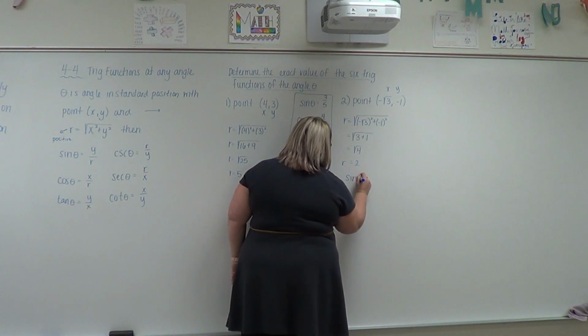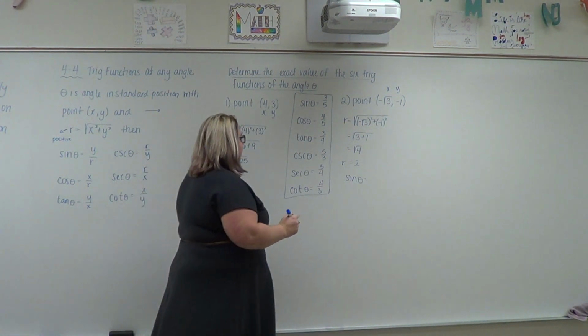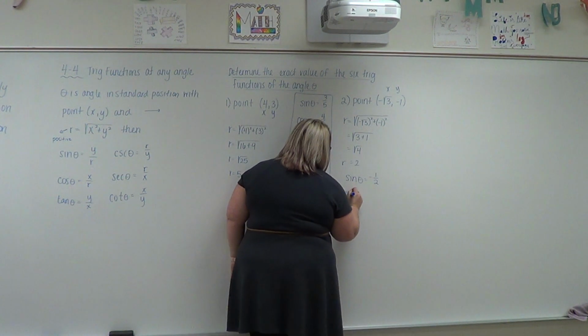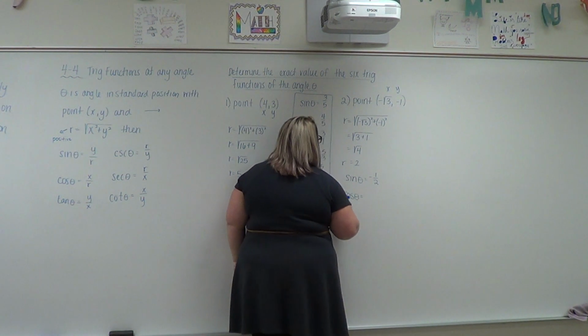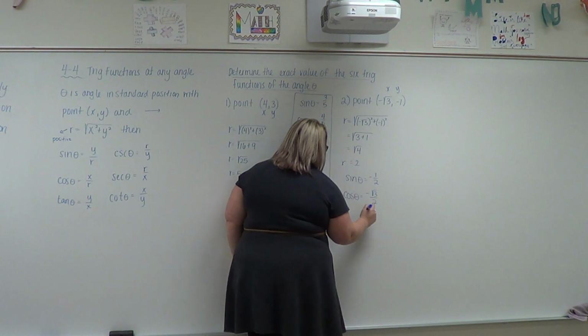Okay, so what would sine be? Negative 1/2, good. Cosine? Negative square root of 3 over 2, good.